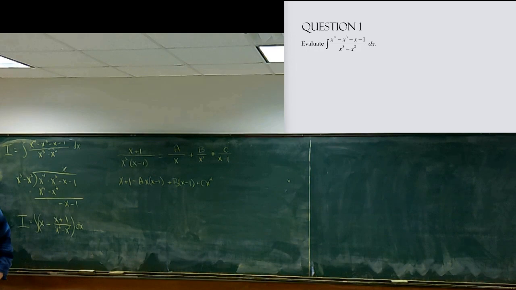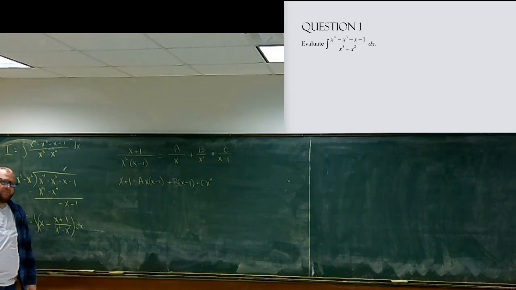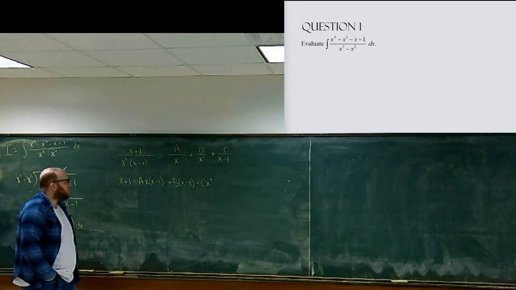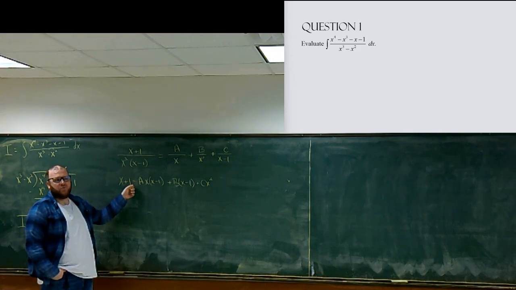That's what you should be left with. Now, at this point, there are two ways to proceed. The first way is by gathering like terms. The second way is substitution, let's call it. This has to be true for every value of x.